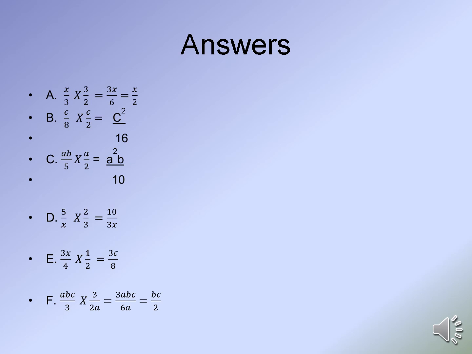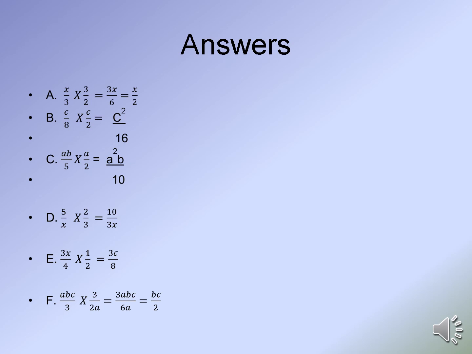For the first one, I should have said that then we can cancel as well. So if it's 3x over 6, then the 3 goes into 6 twice. So we're just left with x and 2 on the bottom. So sorry about that little mistake. Also sorry about the space in B and C, but I think you can make it out.